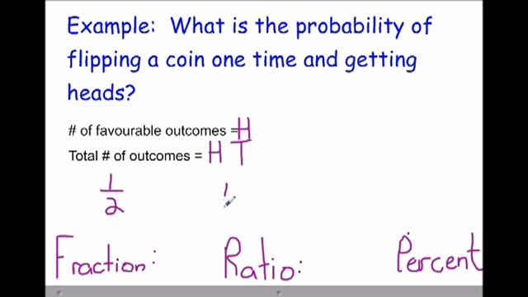As a ratio, it would be 1 dot dot 2, kind of like a fraction written on its side. And as a percent, everybody should realize that 1/2 or 1 over 2 is in fact 50%. So probability can be written in different ways.